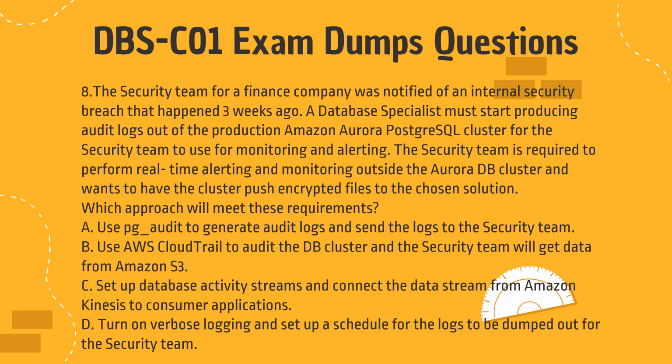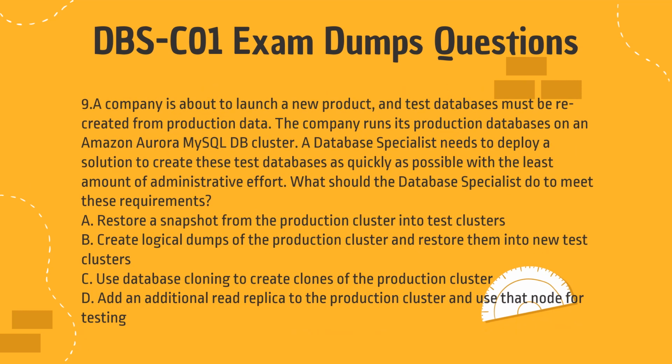A. Use PG_audit to generate audit logs and send the logs to the security team. B. Use AWS CloudTrail to audit the DB cluster and the security team will get data from Amazon S3. C. Set up database activity streams and connect the data stream from Amazon Kinesis to consumer applications. D. Turn on verbose logging and set up a schedule for the logs to be dumped out for the security team.